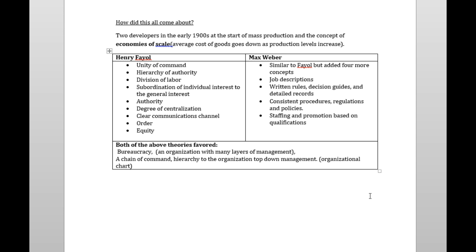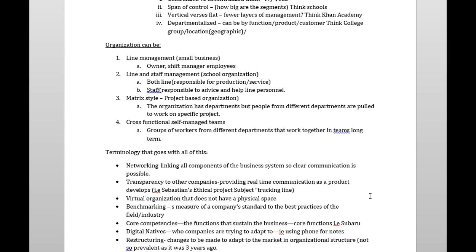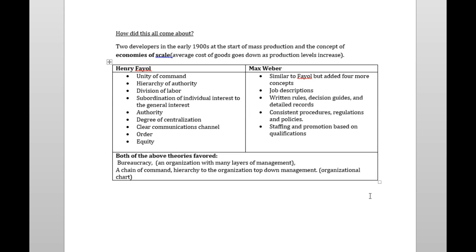Both of the theories favored each other, and they came together. If you look at it, this is how manufacturing or many corporations are set up. Bureaucracy was needed, which is an organization with many layers of management, so decisions could be made logically, and there had to be a chain of command or an organizational chart with somebody in charge and other people going down, just like a tree. So that's how all of this came about. These are all adaptations of these two gentlemen's theories.